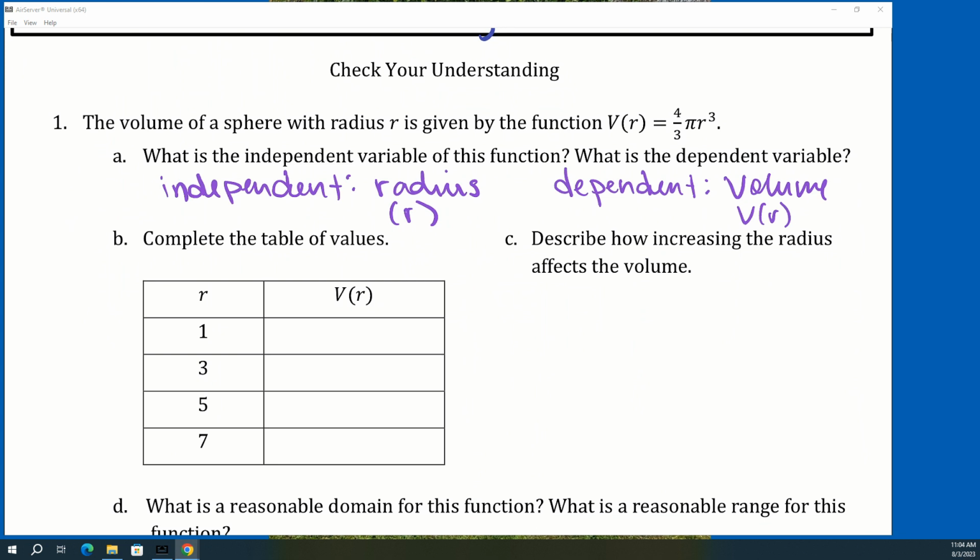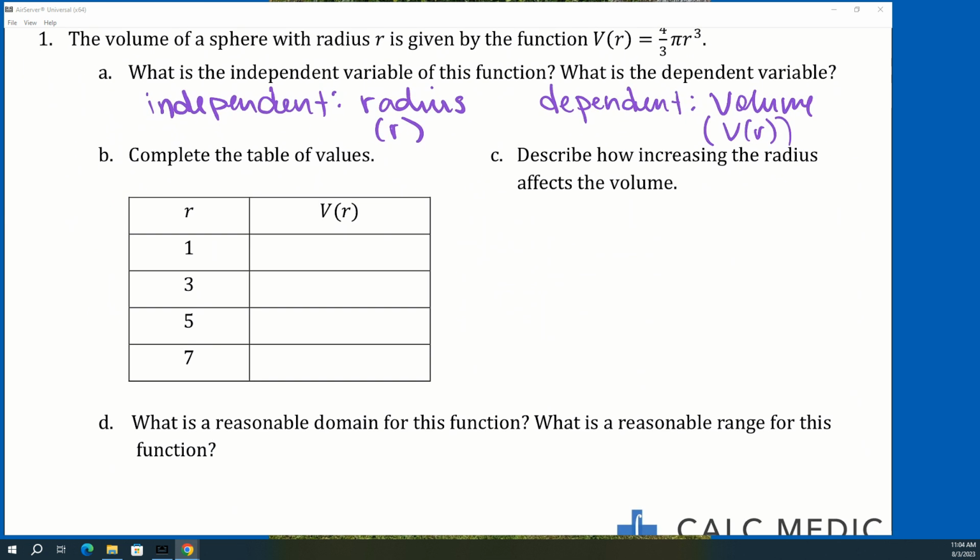Now, one thing I want you guys to get in the habit of doing is using the variables in the problem. So when we go down and describe the domain, don't use x for the domain here. We're going to use r for the domain. I don't think that's something you have really focused on before, but we're going to try to always use the right variables.